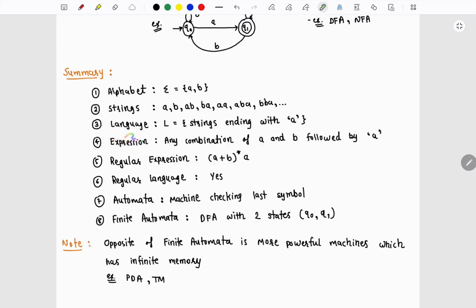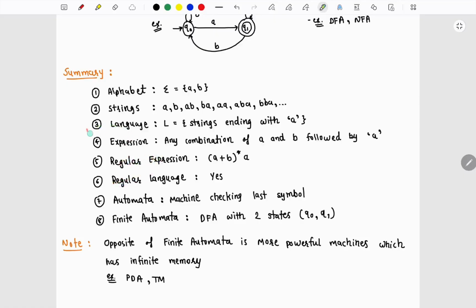Now if we want to generate an expression from this language, then we can say any combination of A and B followed by A. This is called an expression. If we want to write a regular expression from this expression, then we can write (A or B) star A. See, it follows the rule of the language, the strings ending with A. There can be any number of alphabets before this A. So we can write it like this, (A or B) star.